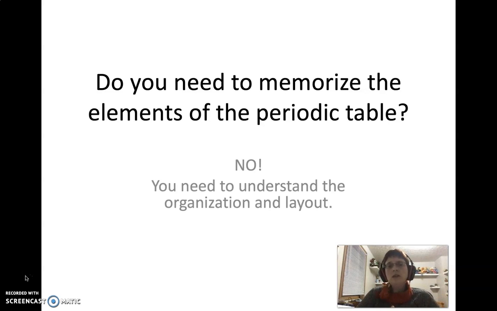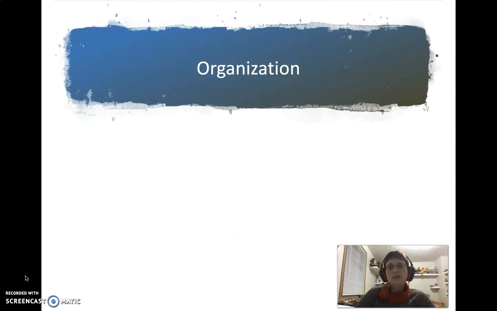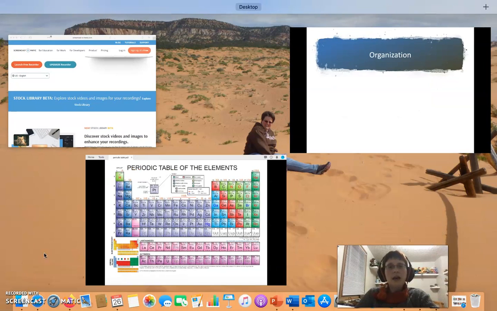Now, what you do need to do is understand the organization and the layout of the periodic table and how to use it, because we're going to be using it from here on out in the semester. So you'll need to be able to use the information and understand why it's laid out the way it is.